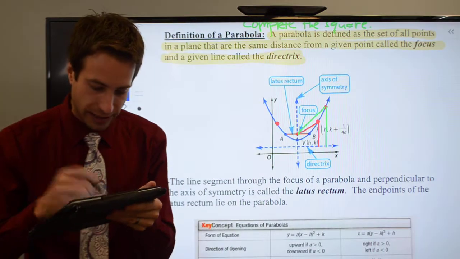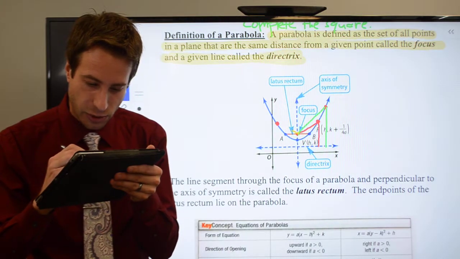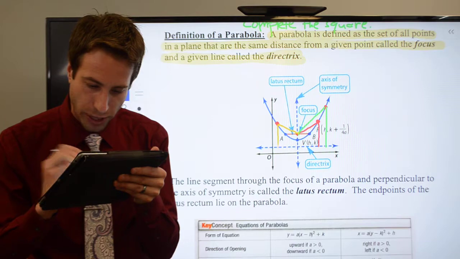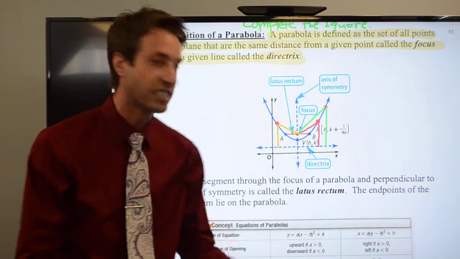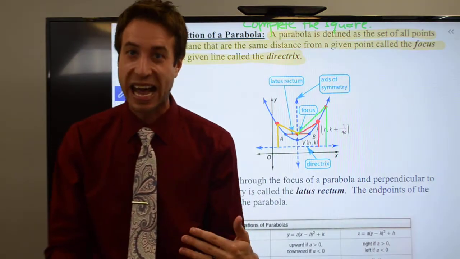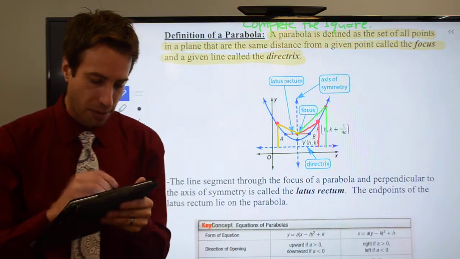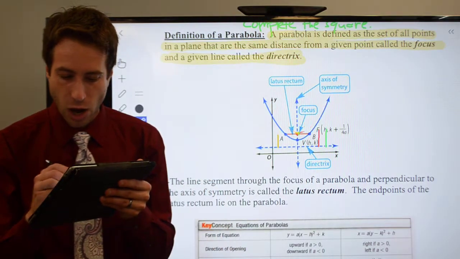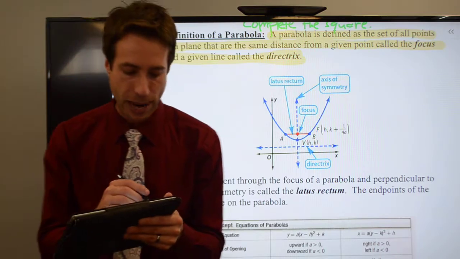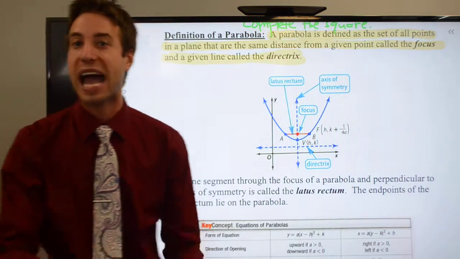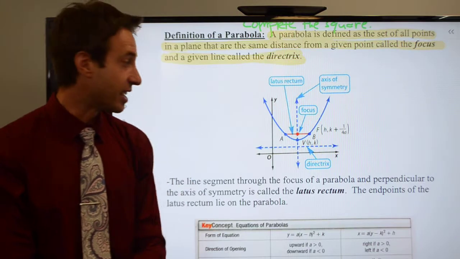The distance from the focus to that point and from that point to the directrix, those two distances are equal. They're exactly the same. That's how you find those points on a parabola. Now, there's a bunch of features here on the parabola we didn't talk about in chapter 4 that I'm going to ask you to find in this chapter.